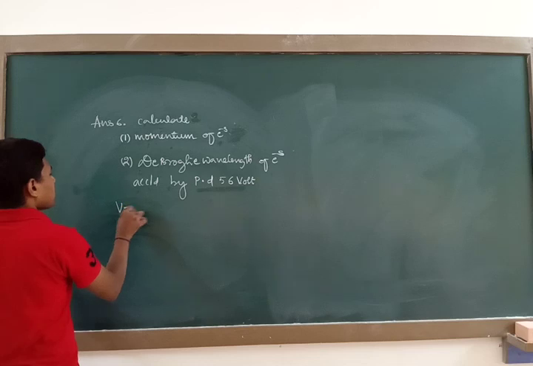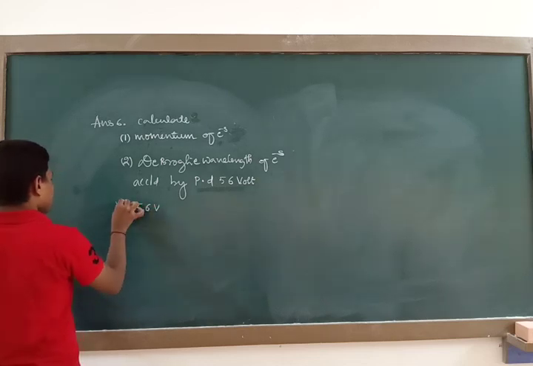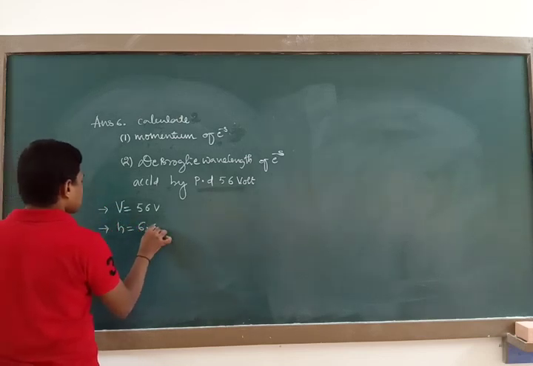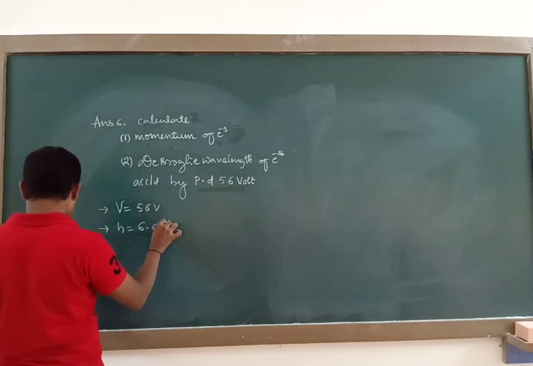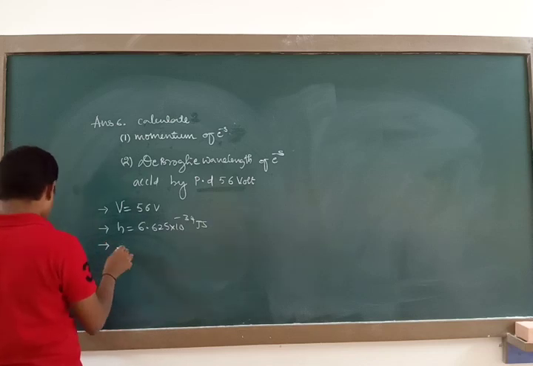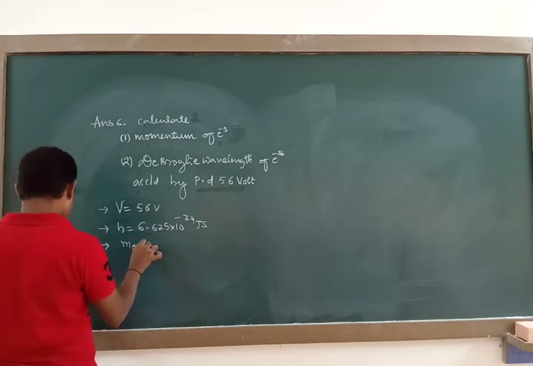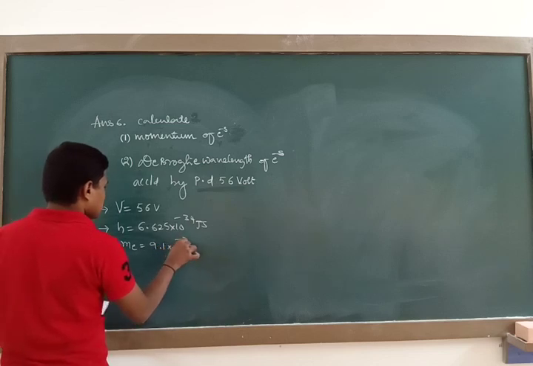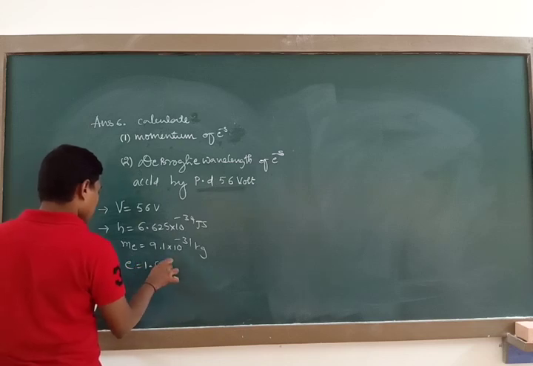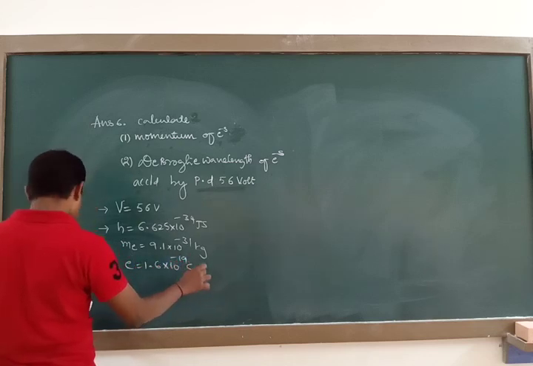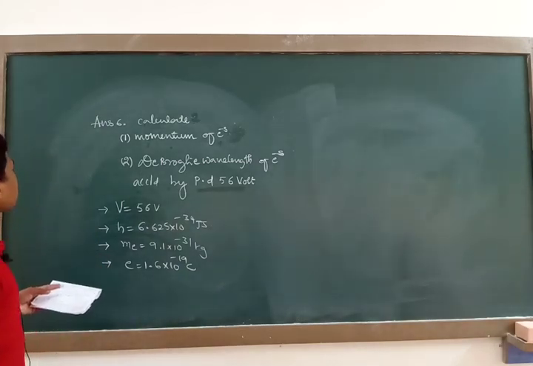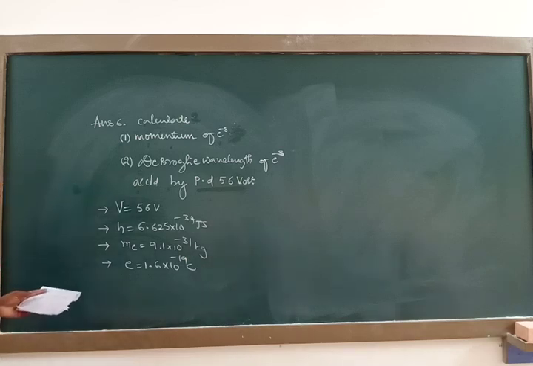So first they have given here 56 volt, okay, accelerating potential. Follow the data. Second, they have given Planck's constant 6.625 into 10 raised to minus 34 joule second, and the next one is mass of the electron, that is 9.1 into 10 raised to minus 31 kg, and next they have given charge of the electron 1.6 into 10 raised to minus 19 coulombs here. Okay, so with this data we need to calculate what is the momentum associated with the electron.